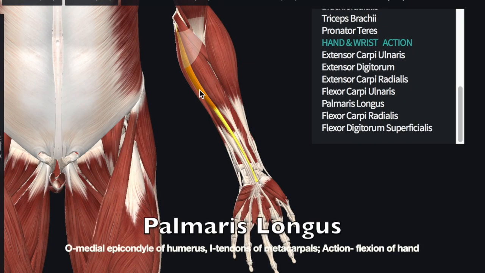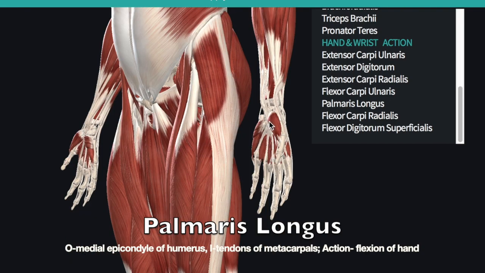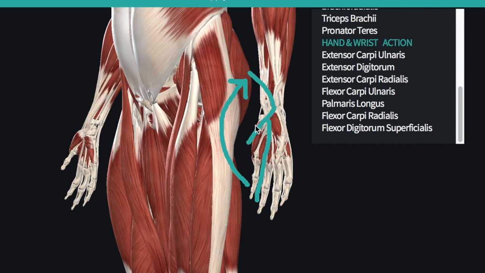The next muscle is the Palmaris Longus. This muscle also has its origin in the medial epicondyle, and its insertion is on the tendons of the palmar. It's involved in a hand flexion, so it'll cause your hand to bend toward your arm. So it'll be a flexion at your wrist joint.